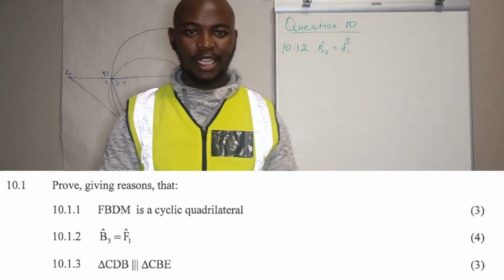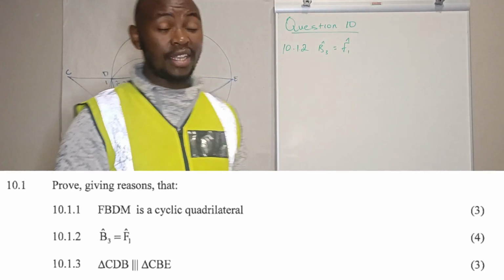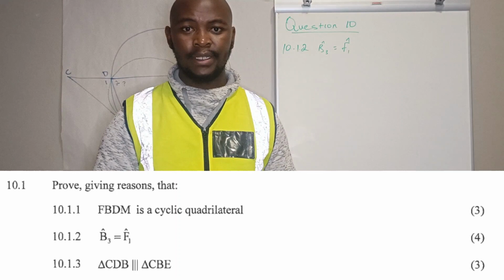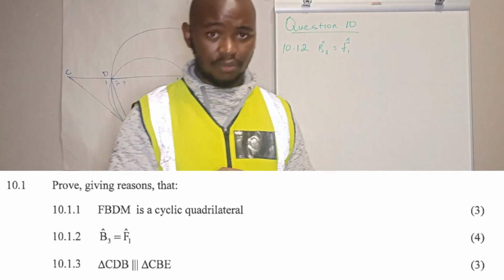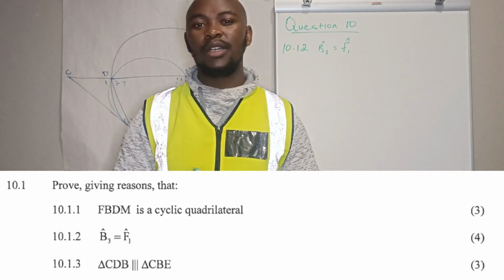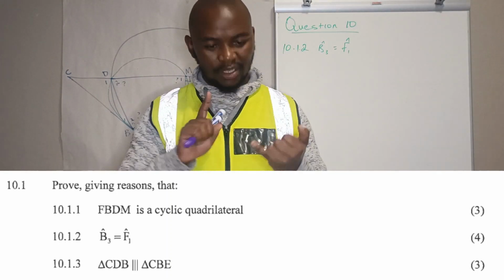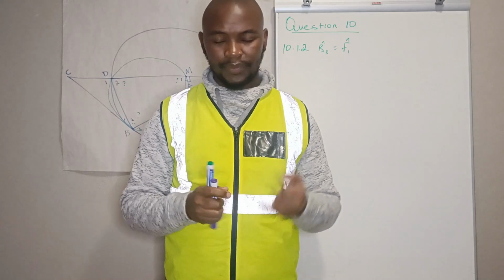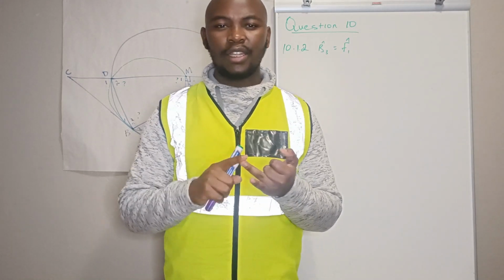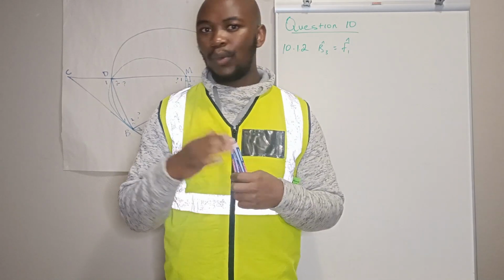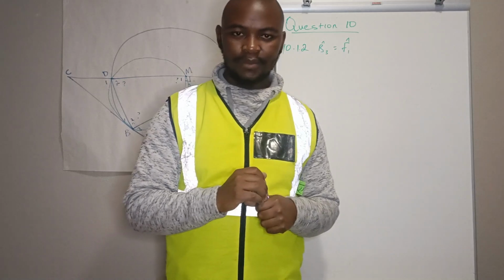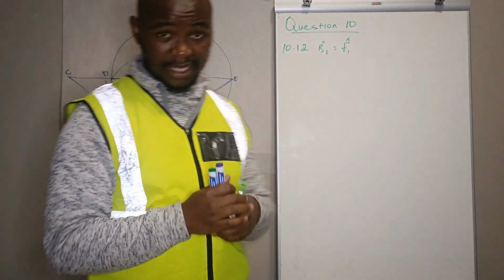Alright, the second question is asking us to prove that angle B3 is equal to angle F1. So just the normal approach, because we're dealing with angles here, we need to first know where the angles are. That's the first thing. And then we look at the surroundings of the angle. So what shapes surround that angle and what theorems relate to that. Okay, so let's find B3.